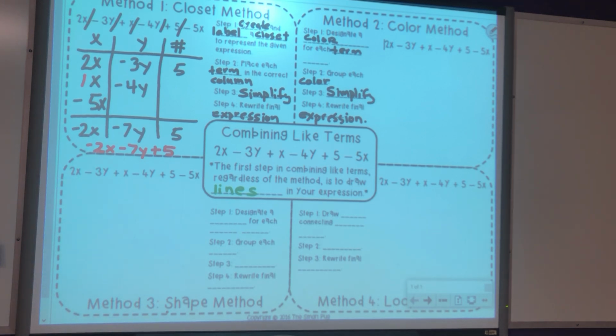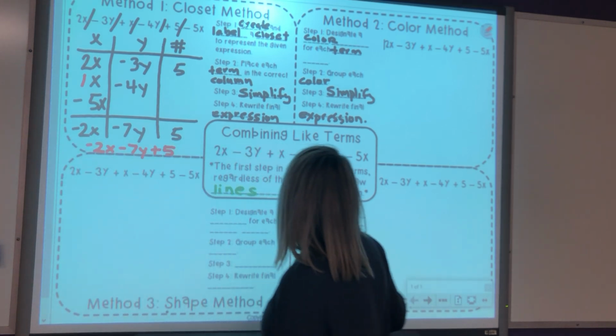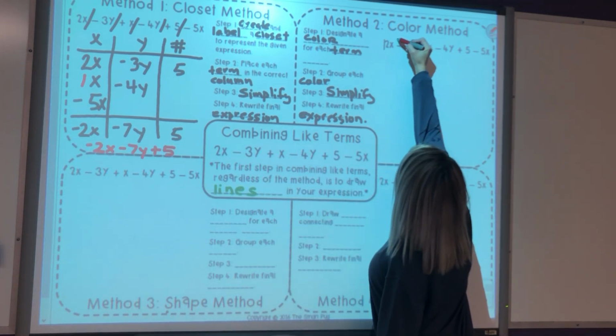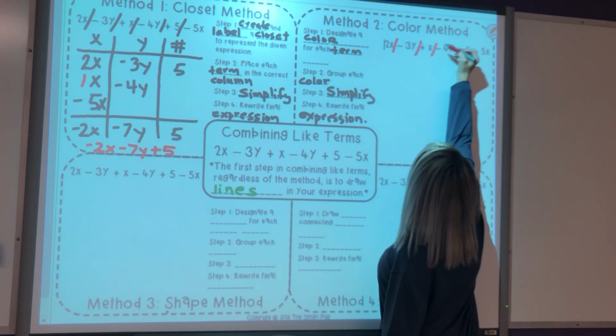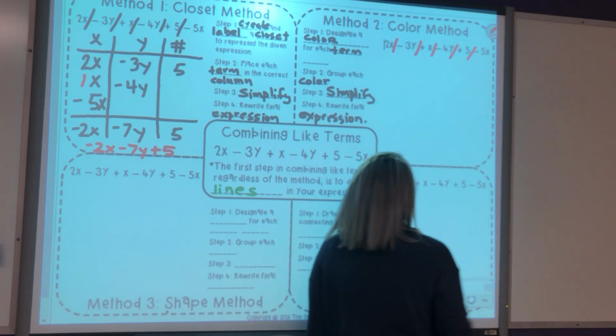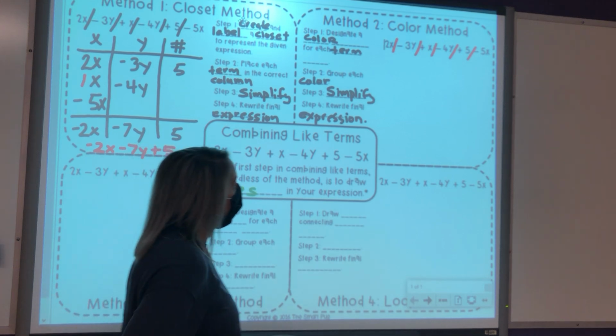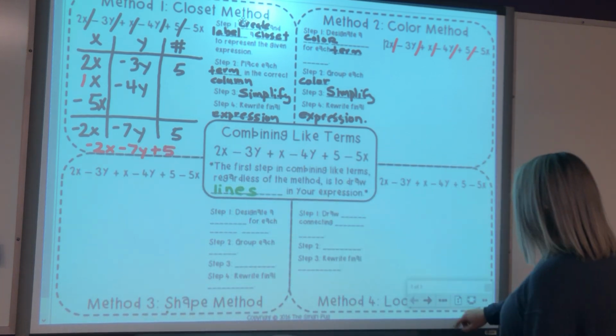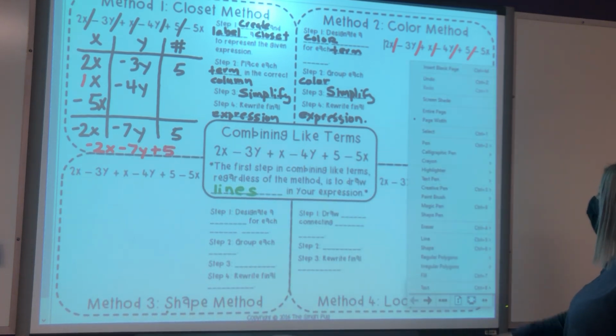So designate a color for each term. I'm going to draw my lines so I separate my terms. And then I'm going to designate a color for each term.